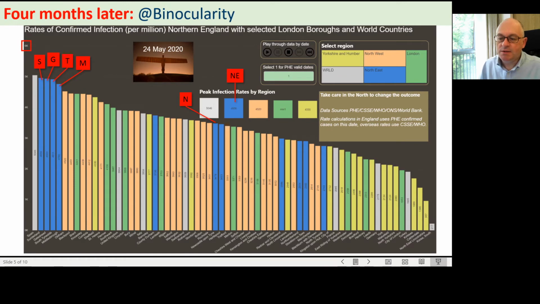One month later, so this is two months after lockdown, unfortunately the northeast is now the highest affected area in the country in cases per capita, and Sunderland, Gateshead, South Tyneside and Middlesbrough are right up there at the top. These rates changed rapidly. You'll see on this graph on the far right South Korea, which stayed pretty much the same in terms of rates throughout the whole of the outbreak.